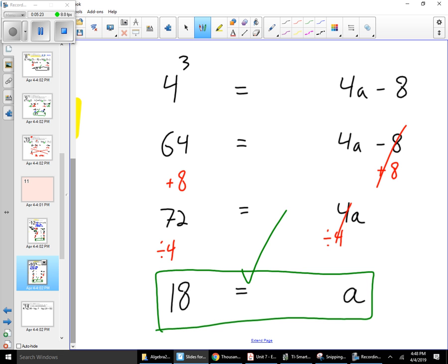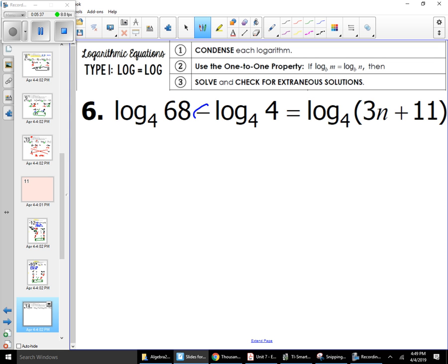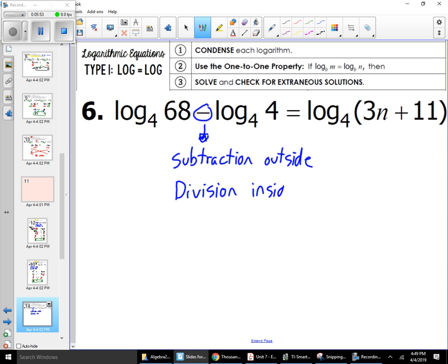So we've looked at a problem where addition became multiplication. We've looked at a problem where coefficients became exponents. Let's look at one last example of a problem where properties are required, and it's the dreaded subtraction one. So the property that comes into play here is that subtraction outside becomes division inside. We know we have the same base for all of them. So we're good to go ahead and set up the equation.